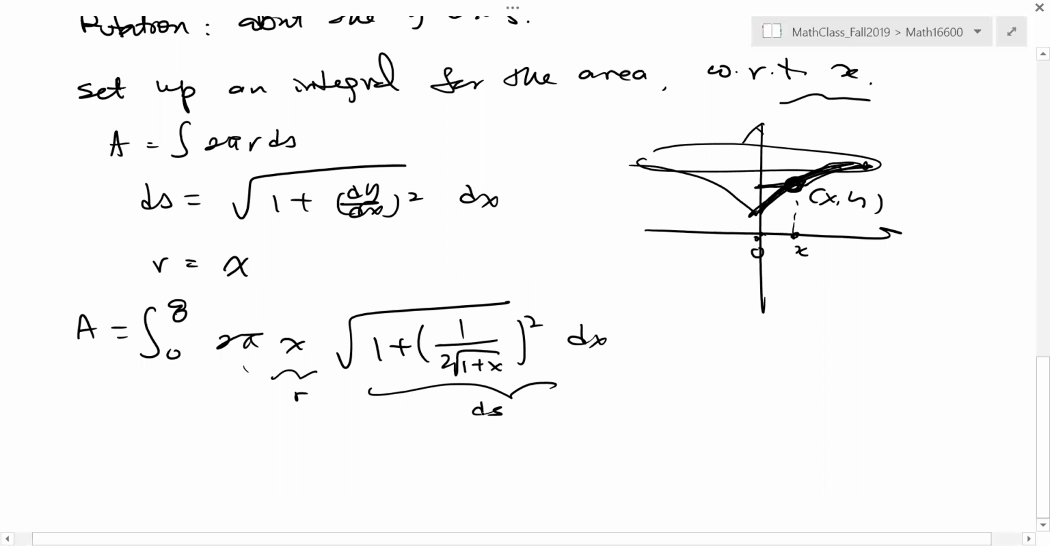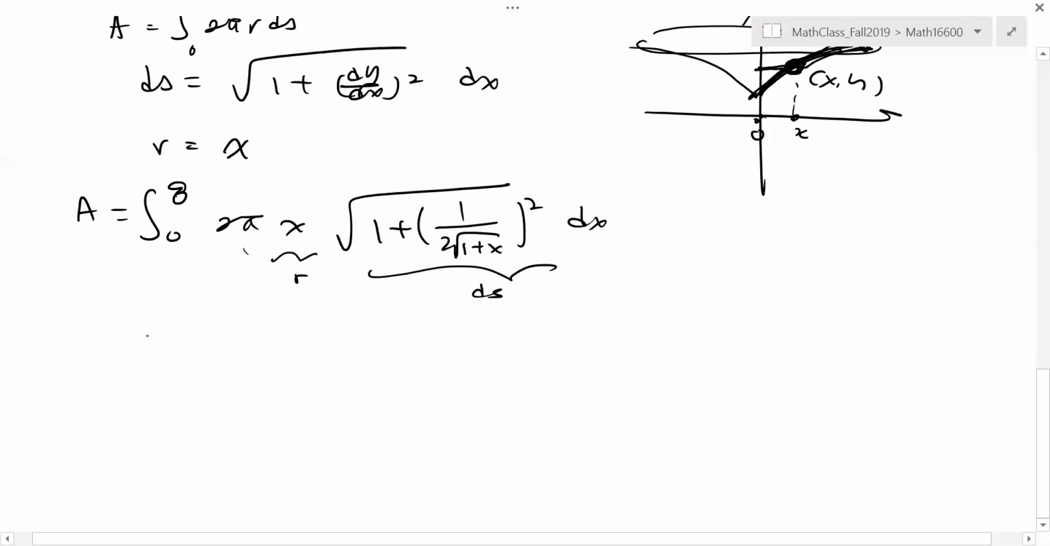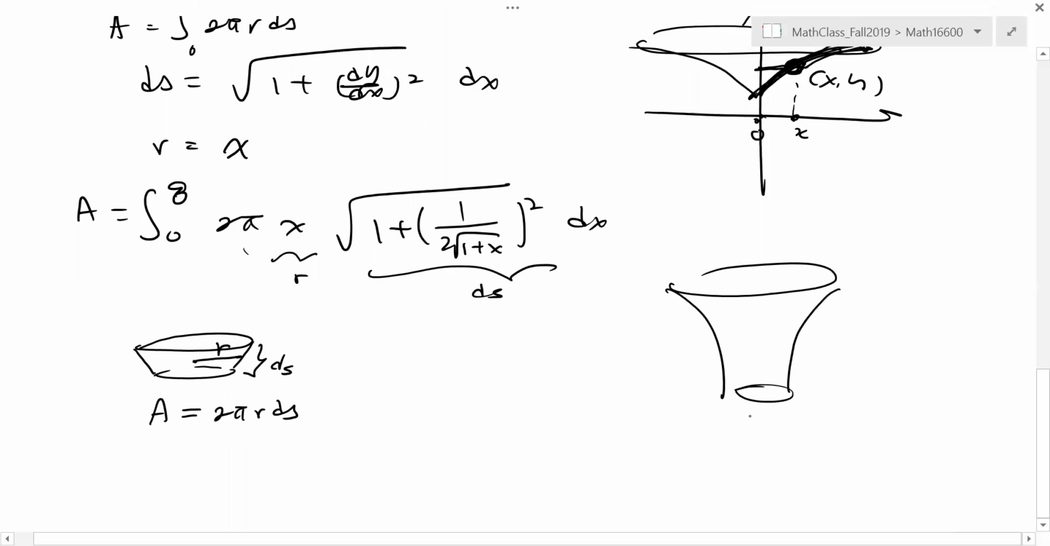Why is the formula 2 pi R ds correct? This formula is derived like this. If you have a piece of a cone like here, and this part is, let's call it ds, then by direct computation the area of that piece is 2 pi R ds. You can do the calculation. So if you have a surface, it doesn't matter where the axis is. It could be horizontal, vertical, any position. This is your original curve.